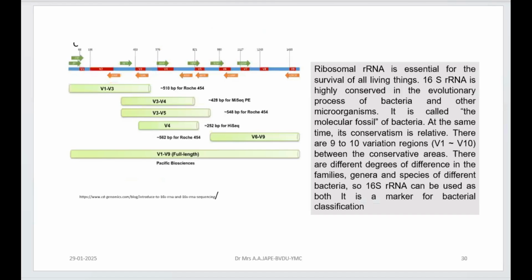Here I am showing you the same diagram, along with certain regions which are marked in light green. They are labeled V1 to V3, then V3 to V4, V4 to V5, V3 to V5, and V4, V6 to V9. So overall, the full length, if you scan, is about V1 to V9, right? This is the entire variable region of the 16S rRNA. Any of these can be used as a marker for bacterial classification.